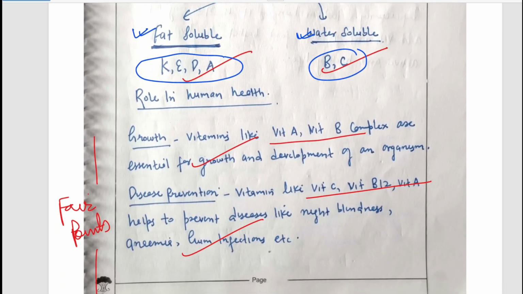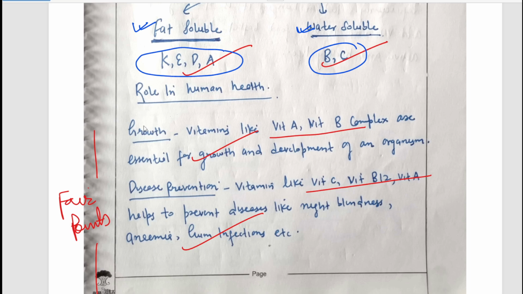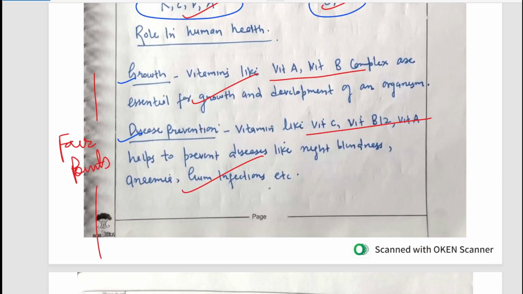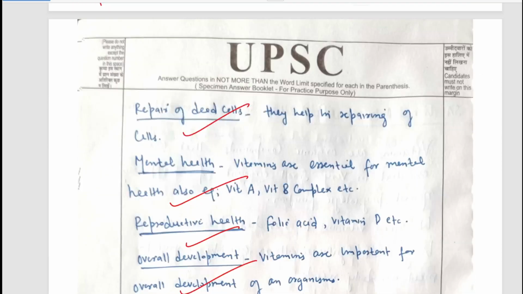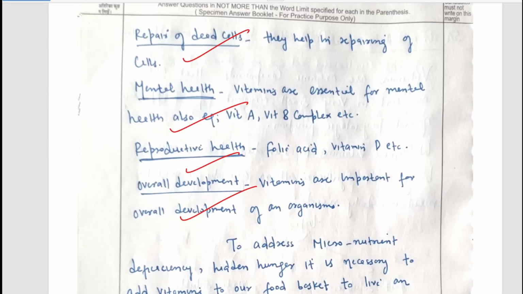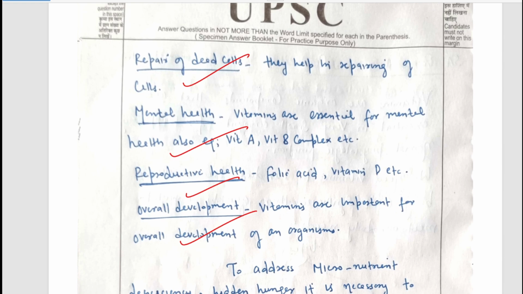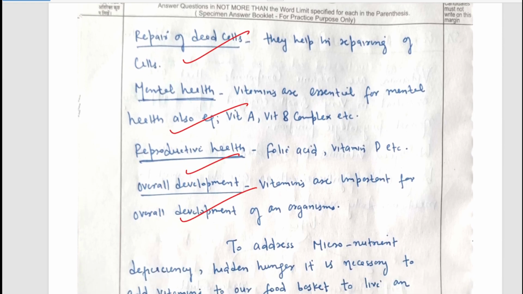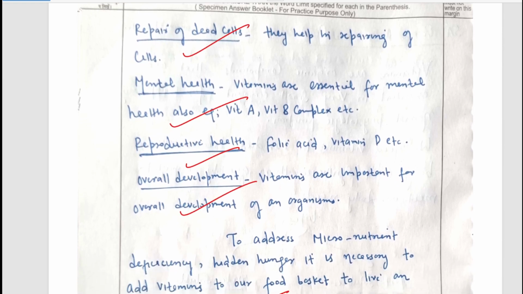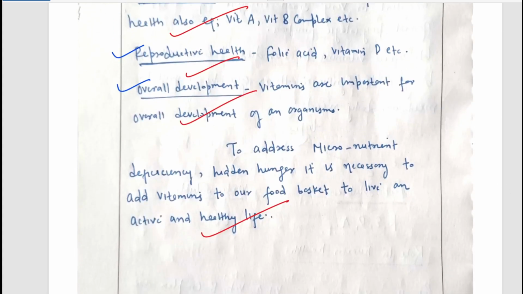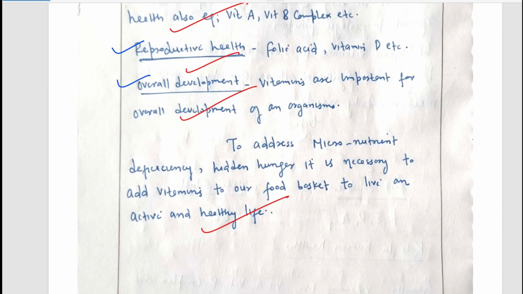Their role in human health has been mentioned: how vitamins are helpful in growth and disease prevention. These are fair points, and I think you all know it. I will be going a bit faster because we have to discuss a lot of questions, so if you want to read the answers, you can simply pause the video and read them. Vitamins are also helpful in repair of dead cells, in mental health, reproductive health, and overall development. Fairly written points. Now let's move to the next question.